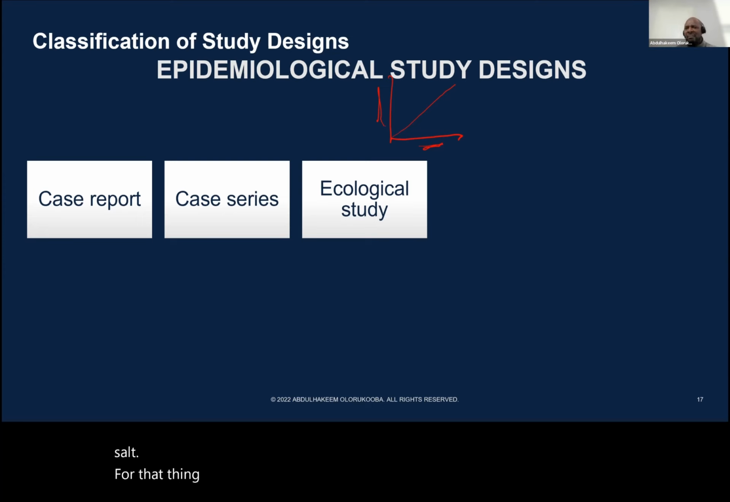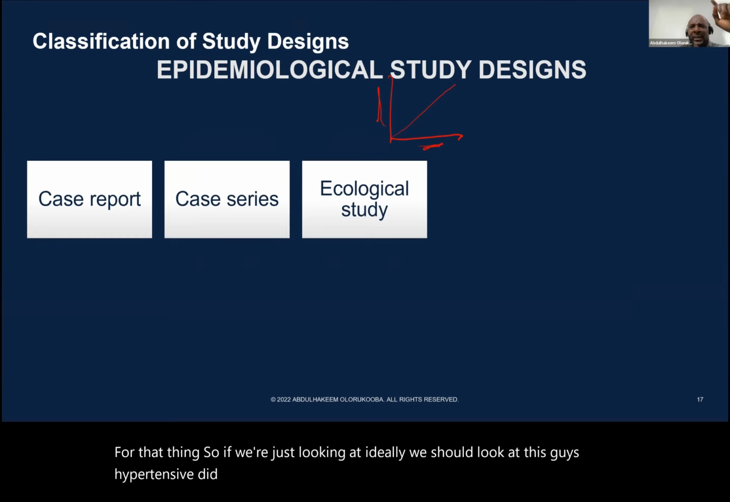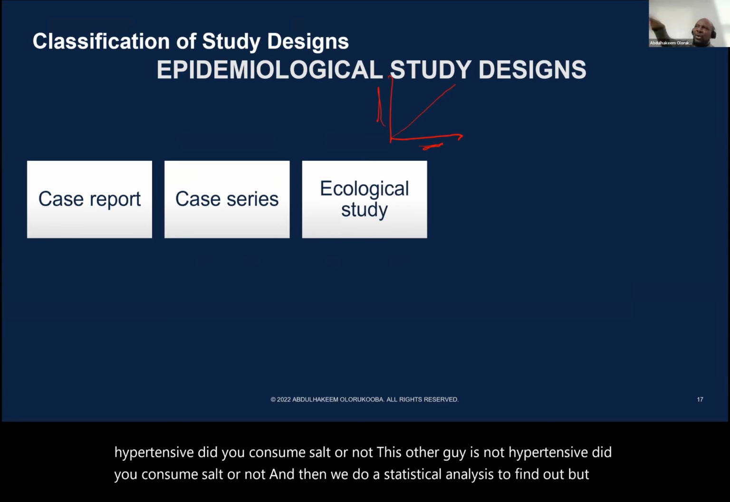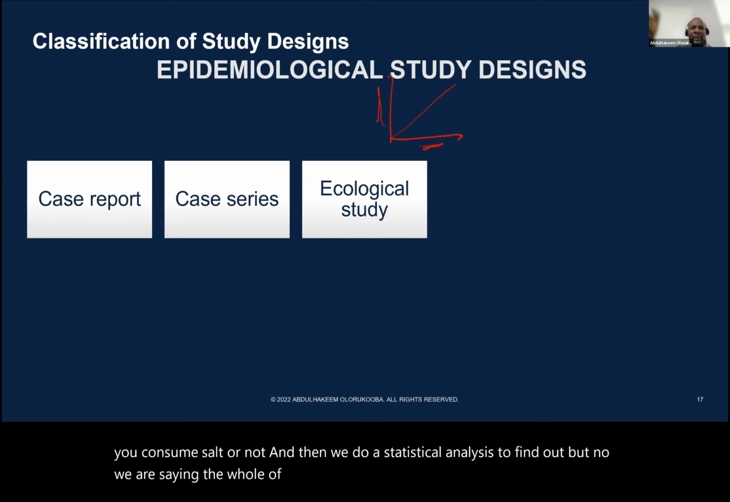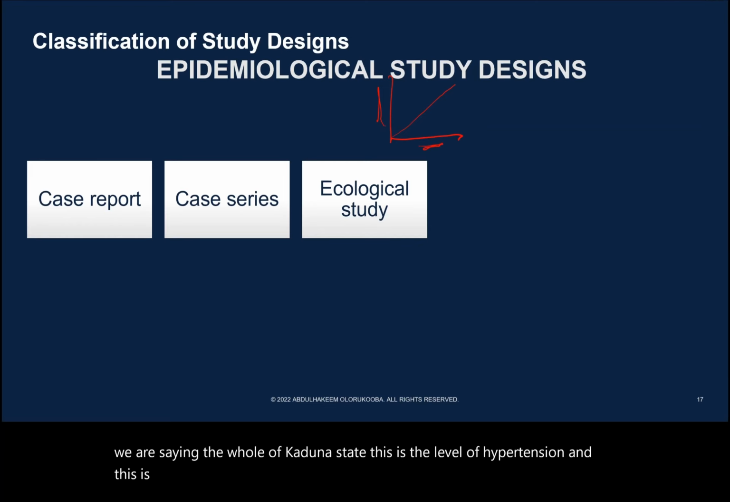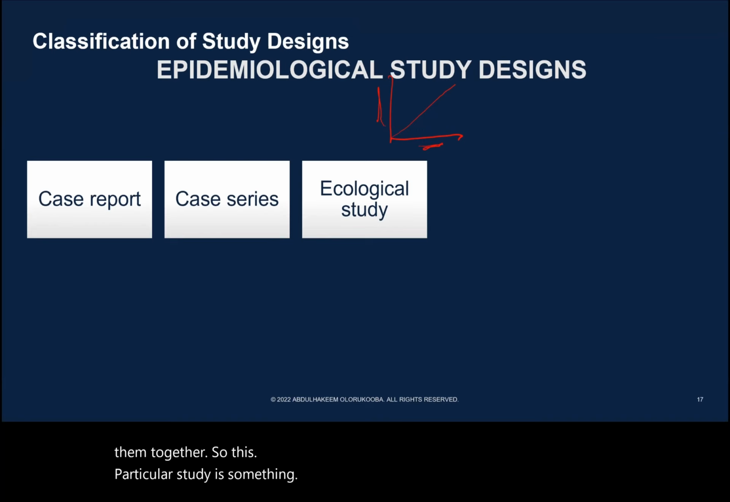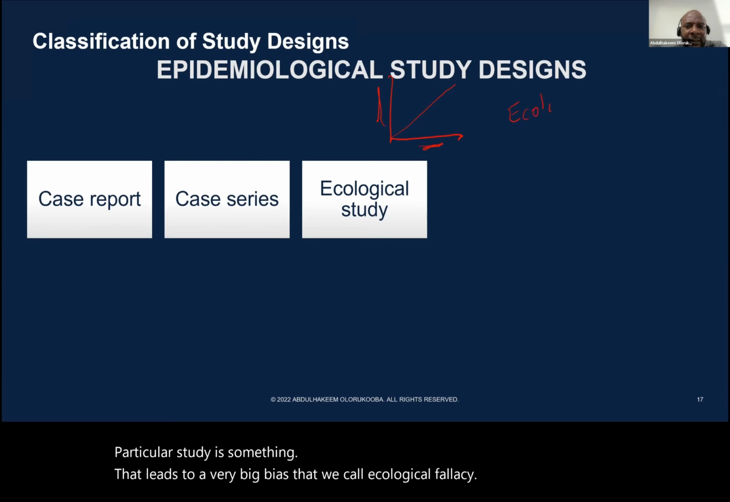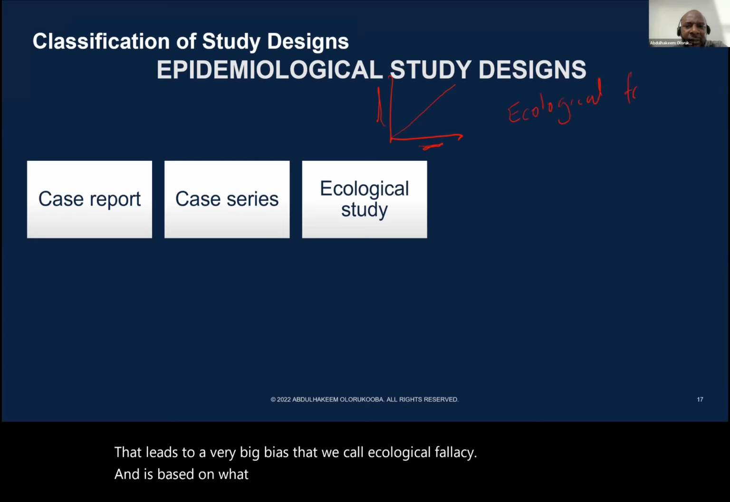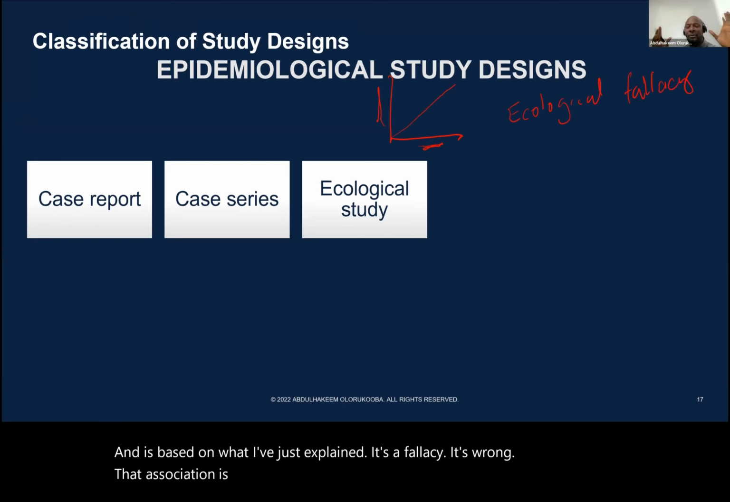Ideally we should look at it this way: this guy is hypertensive, did you consume salt or not? This other guy is not hypertensive, did you consume salt or not? And then we do a statistical analysis to find out. But no, we're saying the whole of Kaduna State, this is their level of hypertension and this is their salt consumption, and we're trying to correlate them together. So this particular study leads to a very big bias that we call ecological fallacy. It's based on what I've just explained. It's a fallacy. It's wrong, because that association is at a population level.